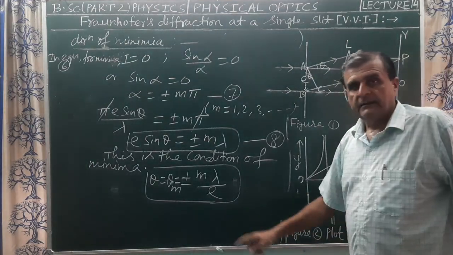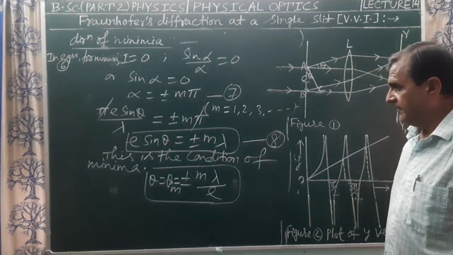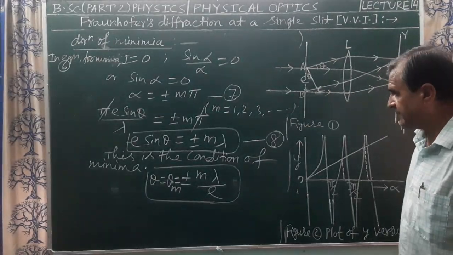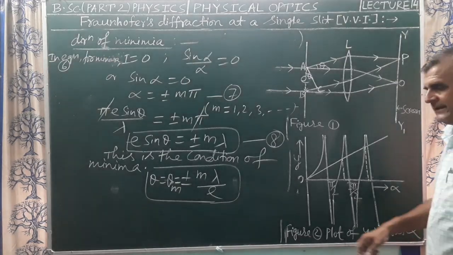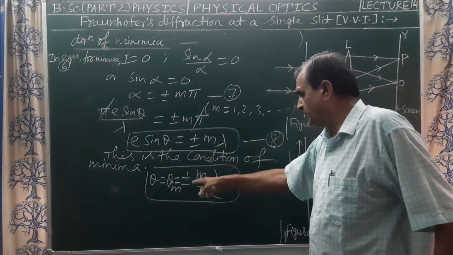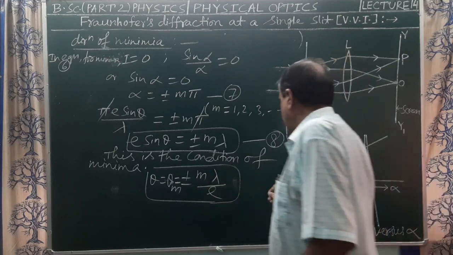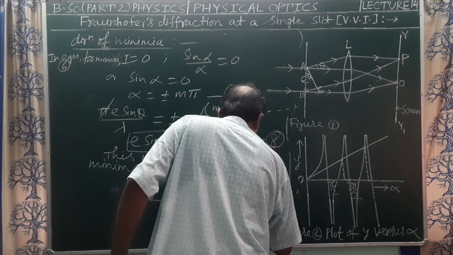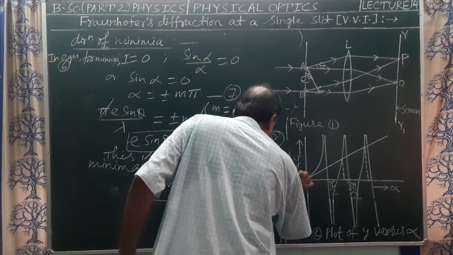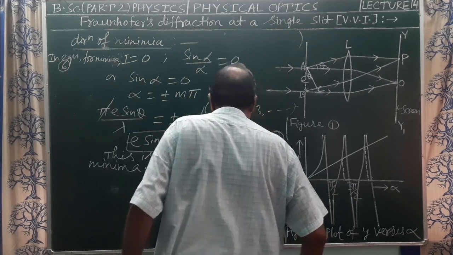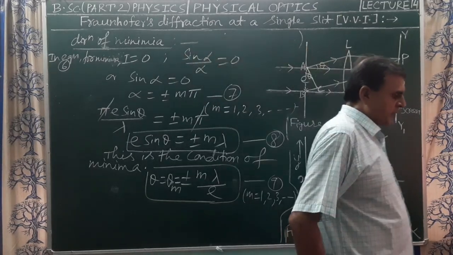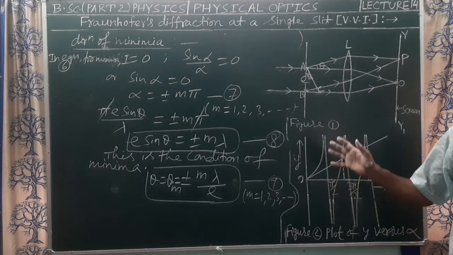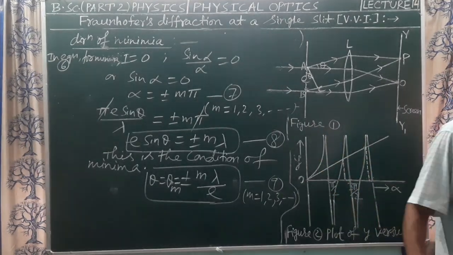So we can obtain the direction of secondary minima on either side of central maxima by the relation theta is equal to theta m is equal to plus minus m lambda upon e, and suppose it is equation number 9, where m having all integral values 1, 2, 3 and so on except 0, because m is equal to 0 is the position of central maxima. स्क्रीन के सेंटर पर मिनिमा का पोजीशन नहीं है, सेंट्रल मैक्सिमा का पोजीशन है.